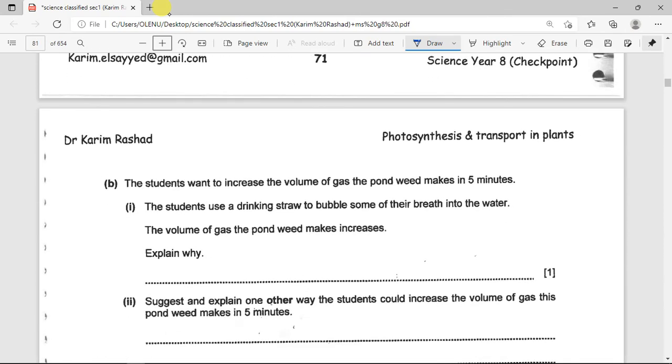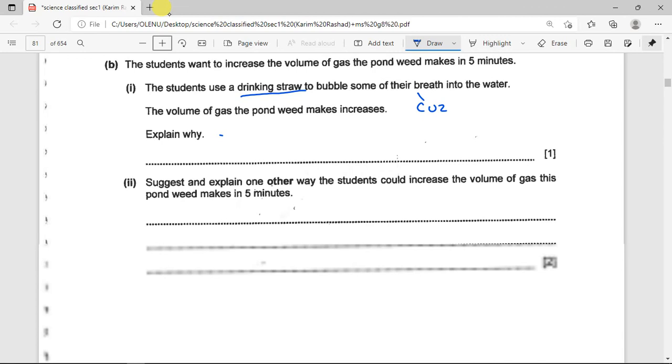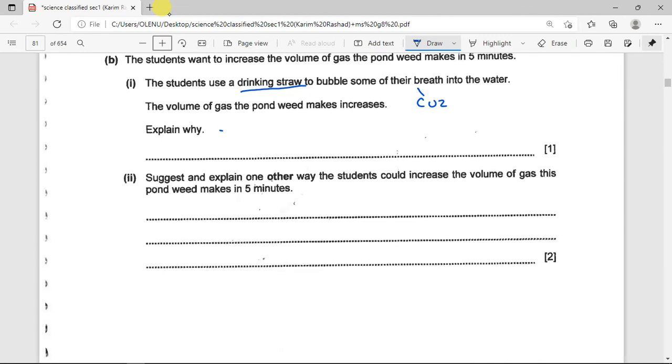Now the student wants to increase the volume of gas the pondweed will make in 5 minutes. The student used a drinking straw to bubble some of his breath into the water. So his breath contains carbon dioxide, so the volume of the gas the pondweed will produce increases. Explain why. Because carbon dioxide is added through his breath.